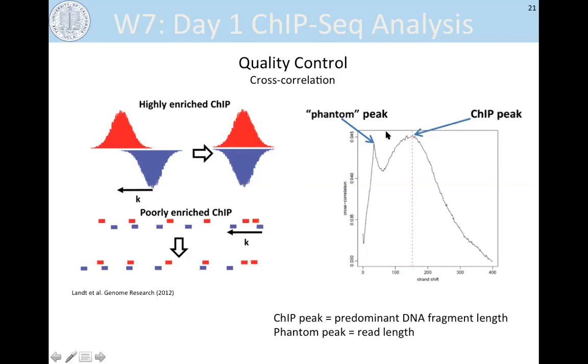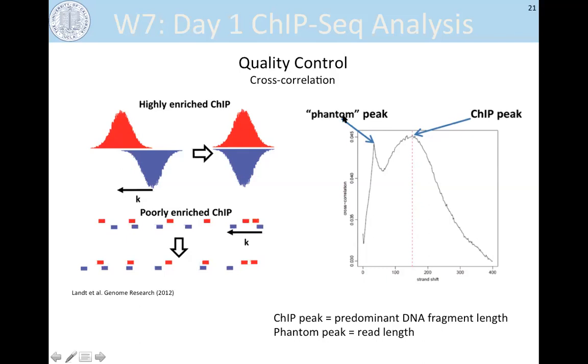So when you plot the cross-correlation values, which is similar to a Pearson correlation value, over the number of base pairs of strand shift, at the top, the highest cross-correlation value is at the strand shift for the value of your estimated fragment size. So of course the fragments are going to be different lengths, but this is the length for the average fragment size.